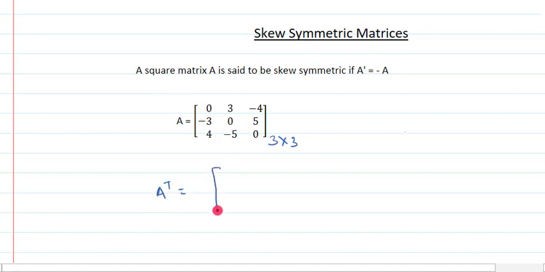A transpose is equal to, first row is 0, 3, -4, let me make it as first column. Second row is -3, 0, 5, let us make it as second column. And third row is 4, -5, 0, so the third column is 4, -5, 0. Order remains 3 by 3. Now let us compare the two. Here diagonal elements are 0. Instead of 3 it is -3, instead of -4 it is plus 4, as we need to calculate negative of A.